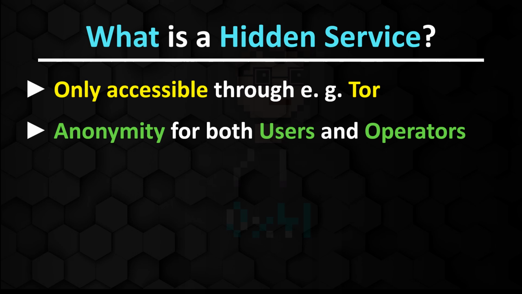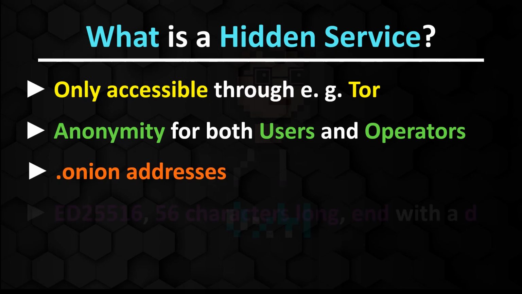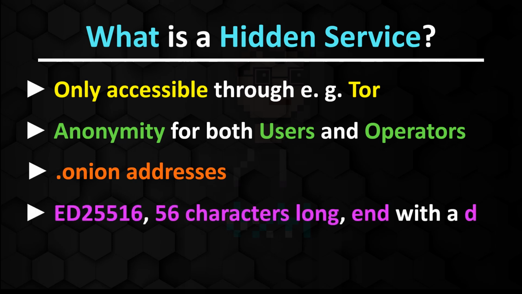Websites hosted as hidden services have unique addresses that end in .onion. These addresses are generated based on an ED25519 elliptic curve public key of the server, ensuring that they are almost impossible to predict or forge. Tor v3 addresses are 56 characters long and always end with a d due to the algorithm used to create them. More on that in my video about the theory behind Tor addresses.